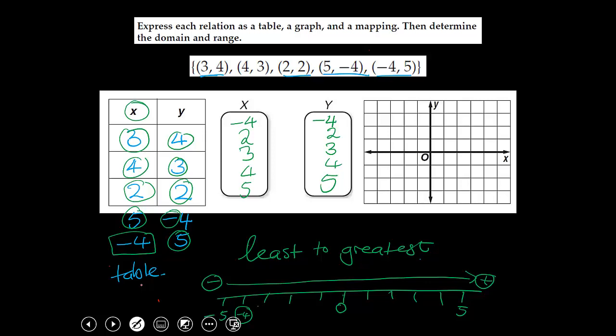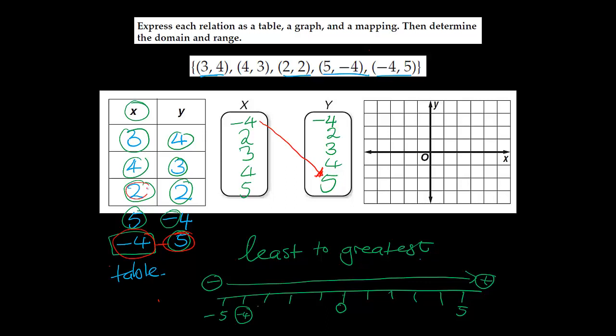Remember, a relation always has a relationship. According to my mapping, if I read my mapping right now, I would say -4 goes with -4, but that's not true. According to the table, when x is -4, then y is 5. So to show that on the mapping, I'm going to draw an arrow from x is -4 to y is 5. And that is how you do it on the map.